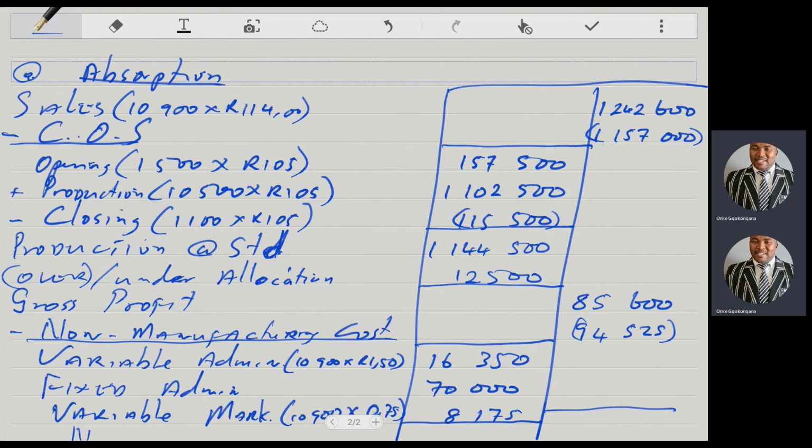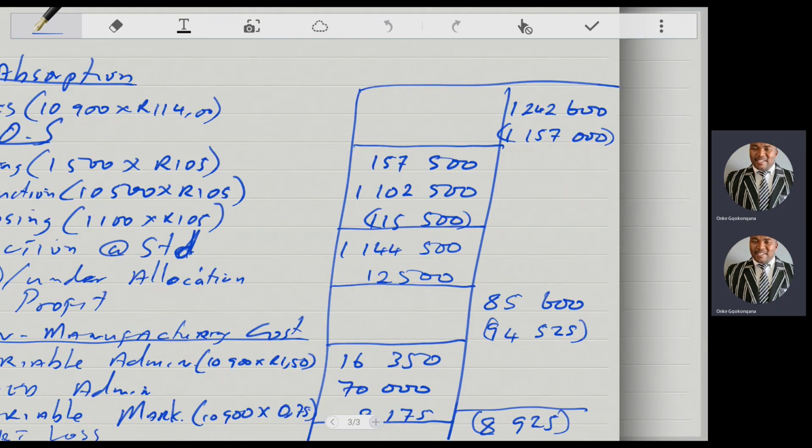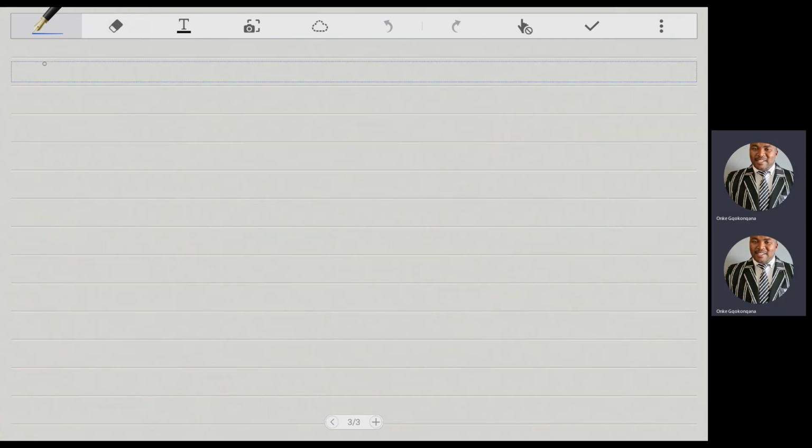So according then to the absorption costing method, we've got a net loss, because then you've got a gross profit of 85,600 minus 94,525 gives you then the net loss of 8,925. So that's an income statement according to absorption costing method. Then let's see the one now of direct, that is B.